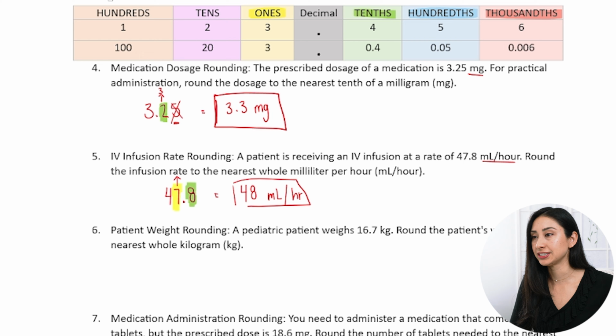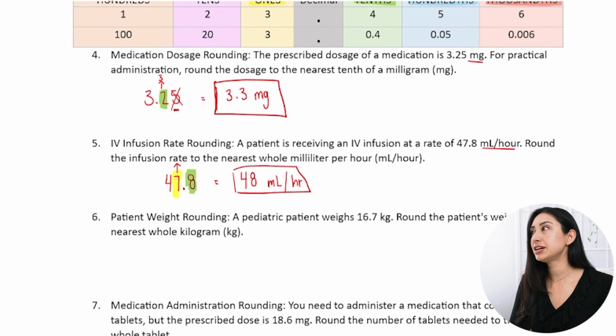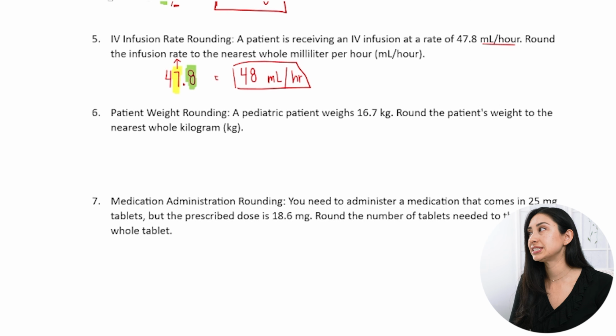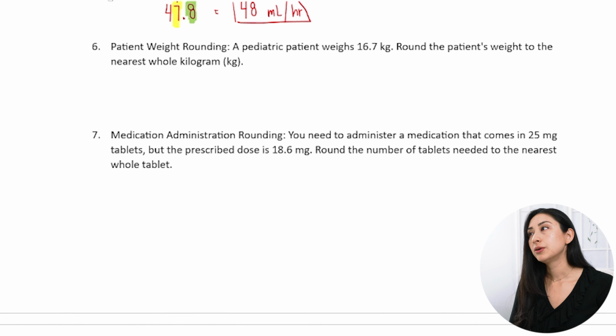So for question 6, I have a pediatric patient who weighs 16.7 kilograms. Round the patient's weight to the nearest whole kilogram. So we want a whole number again. Same thing as the previous question. Let's first look at the value. So I have 16.7 kilograms. I'm going to write that down, 16.7.